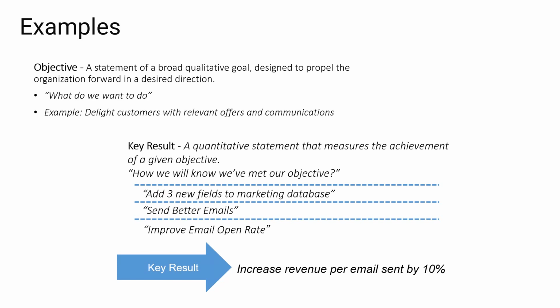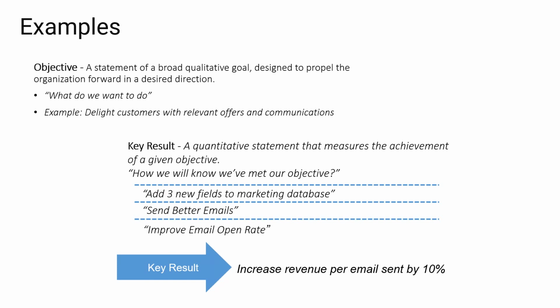That's human nature. Human nature is to simply say, here's what we need to do in order to achieve the objective. But as Paul said, key results are not about the things we need to do. They're about the outcomes we need to create. So I would ask the question, what is the intended outcome of adding 3 new fields to the marketing database? And they would say, well, that's obvious. We need to send better emails. So I would ask the question, well, how do we know we've sent better emails?